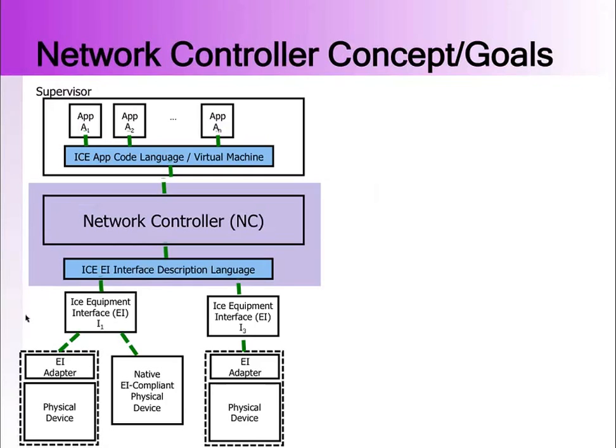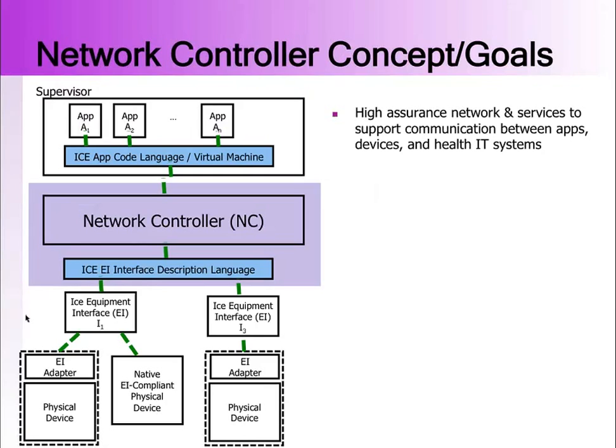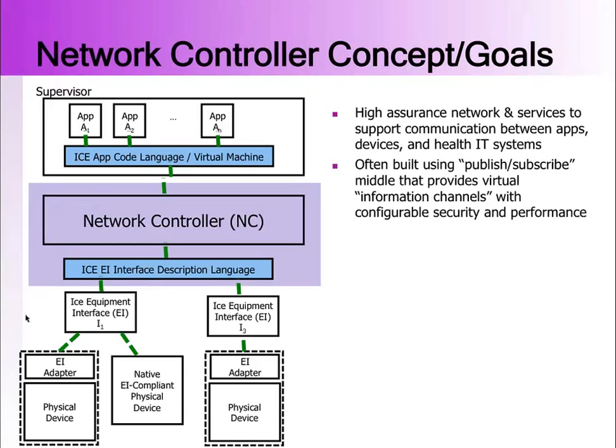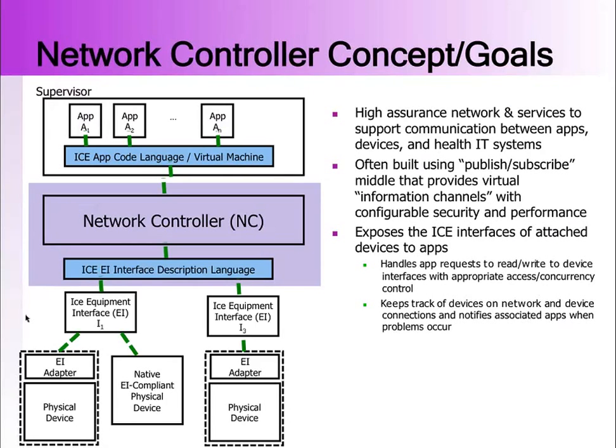So the network controller is, again, you can think of it as middleware. We're currently using a publish-subscribe middleware, but it also provides strong partitioning properties and management of QoS. So we view this as a high-assurance network which provides services to support communication between the apps, devices, and health IT systems. Again, the approach that we're taking is built on publish-subscribe. Some other people are looking more at web services type of architectures.